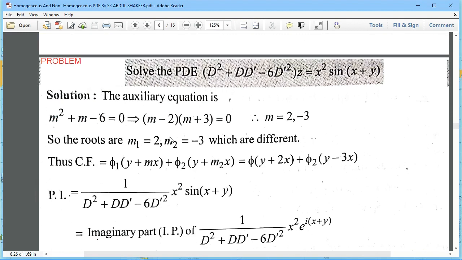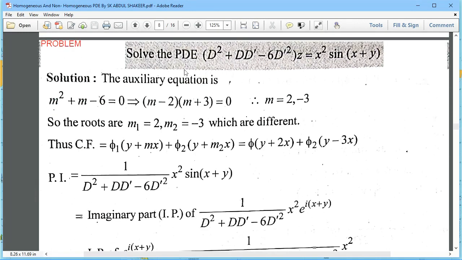Now the problem: the partial differential equation is d square plus d d dash minus 6 d dash square of z equal to x square into sine of x plus y. Now we have to solve this equation. That means we have to obtain the equation satisfying the z value in terms of x and y. So we have to get the dependent variable z.